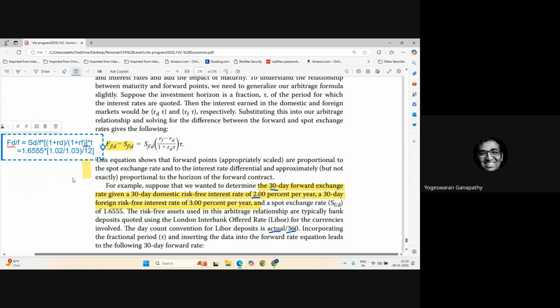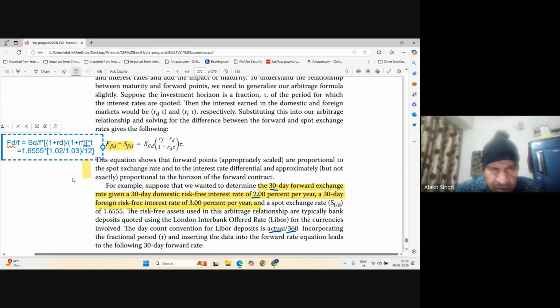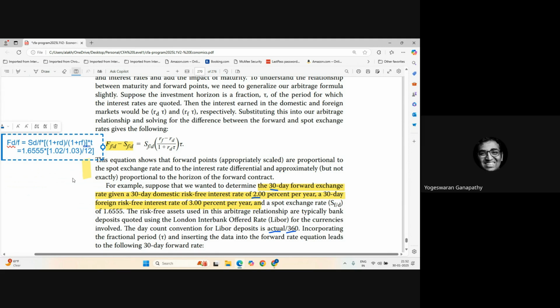0.1366. No, this one is the S0 times 1 plus RD by 1 plus RF. Okay, so how much does this come? 0.9998. Okay, so 0.9998. But this one is 30 by 12. It should be power T, so not 1 by 12. So how much is the interest? So the whole value is 0.1366.